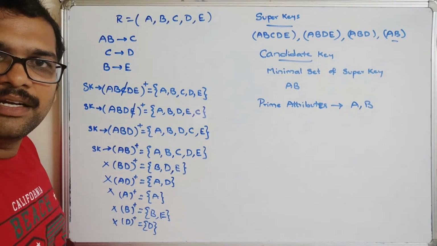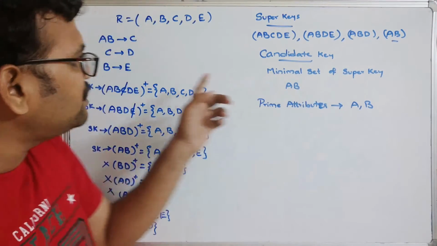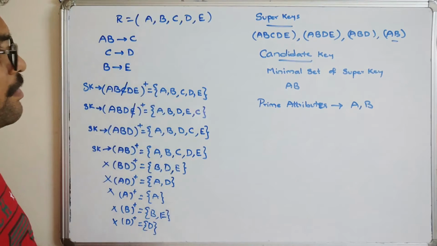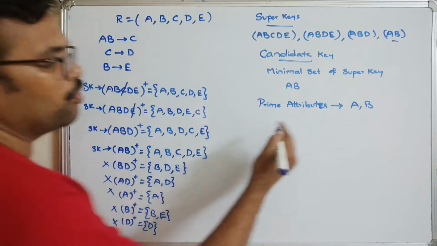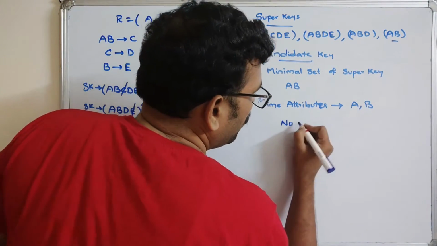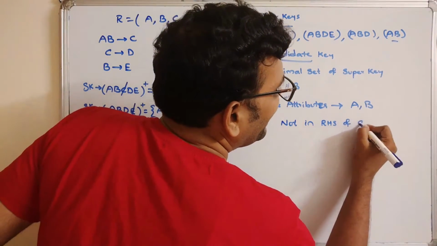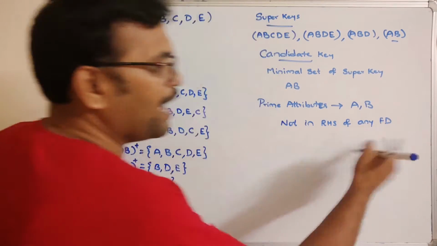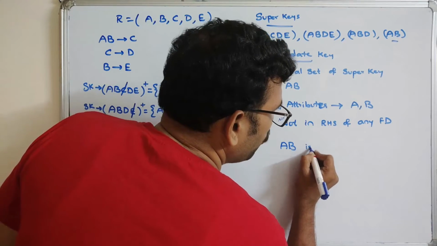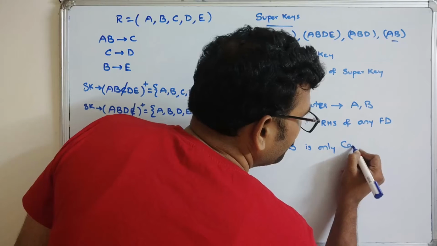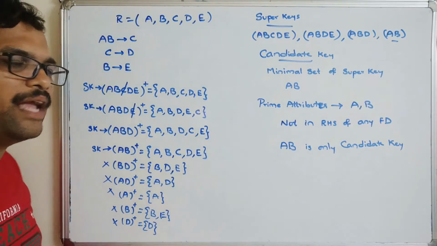So what we have to do next? We have to check whether any one of the prime attributes is on the RHS of any one of the functional dependencies. So A and B, is there any functional dependency with RHS of A and B? No, not in RHS of any functional dependency. So simply we can say AB is the only candidate key.